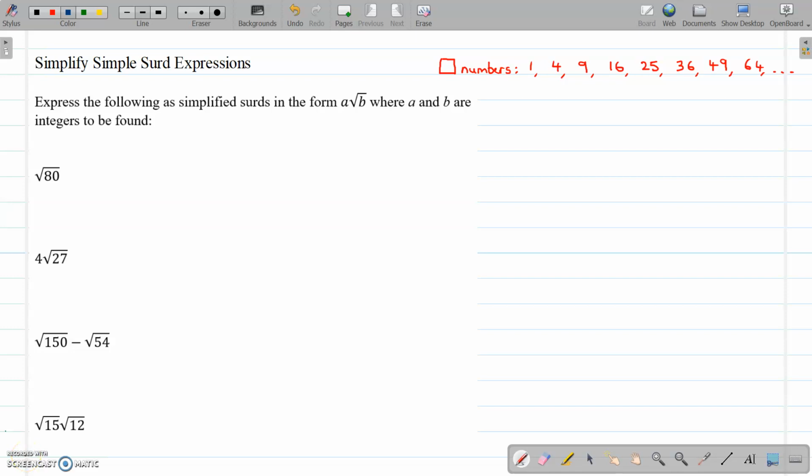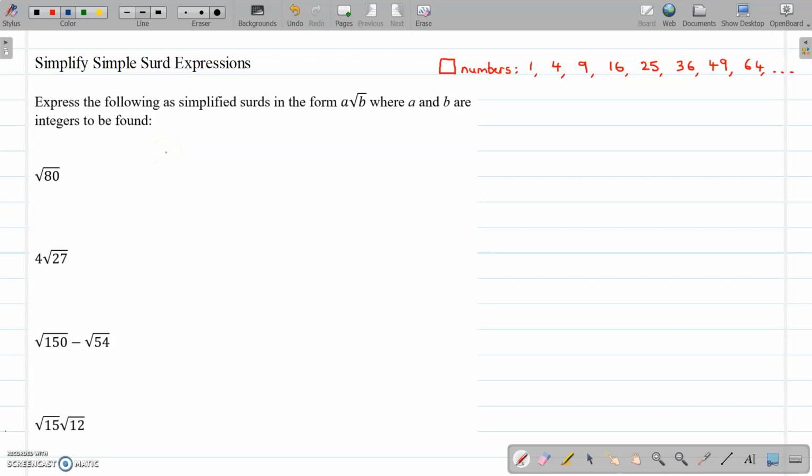Welcome to this video on simplifying simple surd expressions. We've got 4 of them here, and we've got to simplify them and write them in the form a root b, where a and b are integers to be found. I've given a list of the first 8 square numbers here. You need to be familiar with those and know how they are useful in solving these problems.